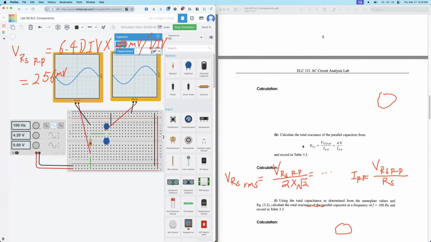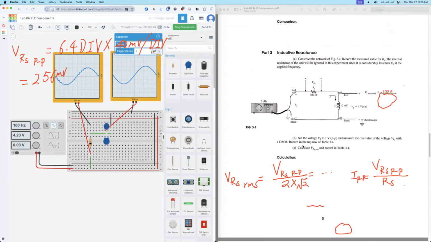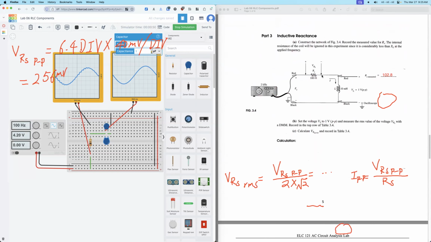Okay. Then the last one, similarly, this is the RL circuit. So just change this to an inductor. 10 millihenry, this one is the inductor. You can also change this. So this is 10 millihenry, a very large one.